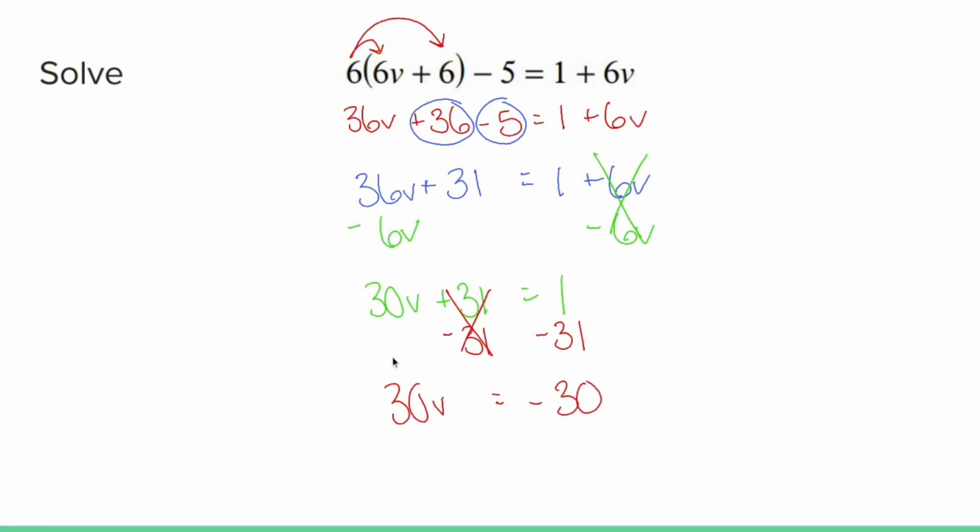Okay, v is still not all by itself. Divide both sides by 30 because 30 is being multiplied to v. Divide both sides by 30. And you get v equals negative 1. Yeah. Isn't that fun?